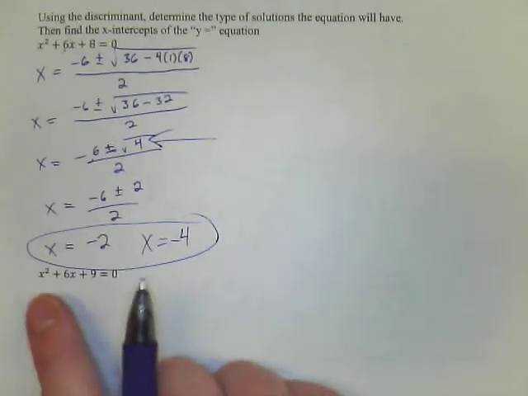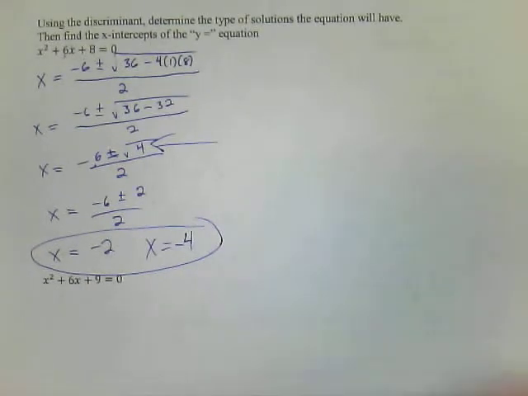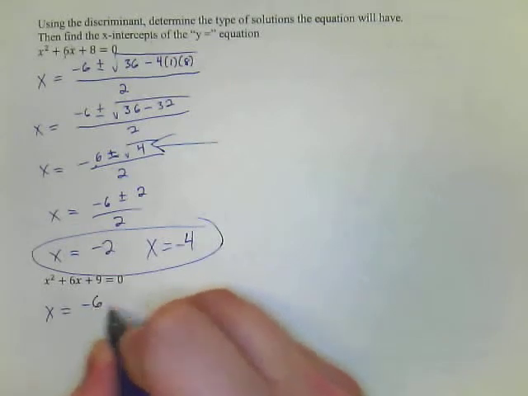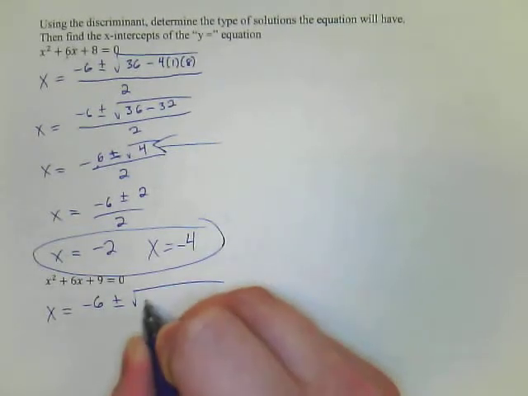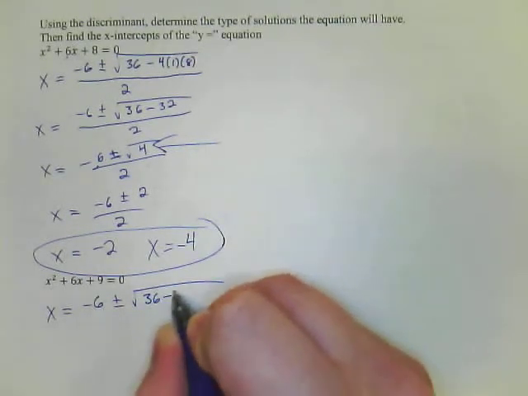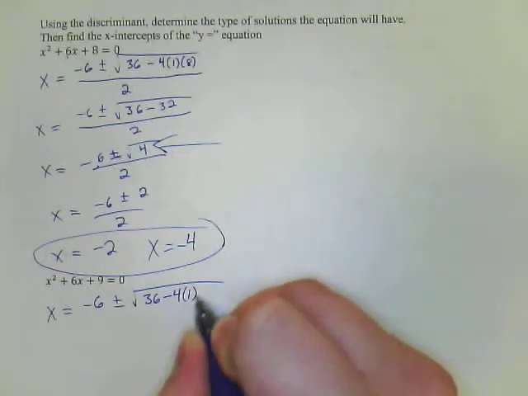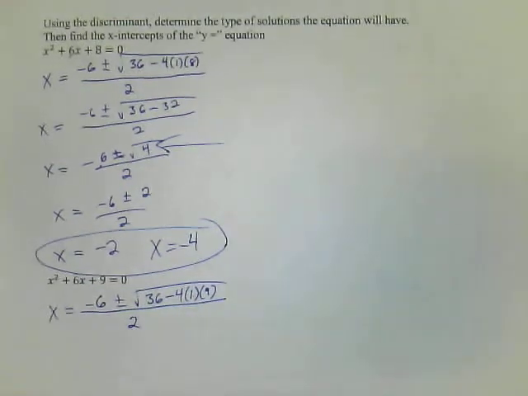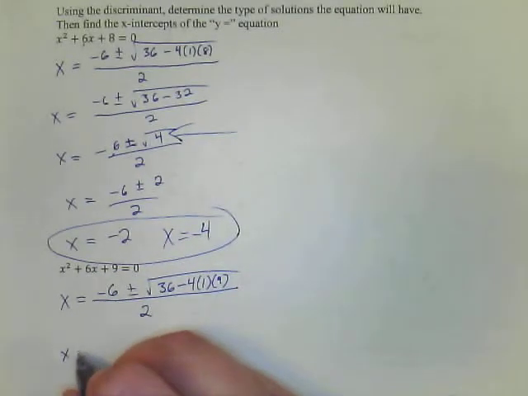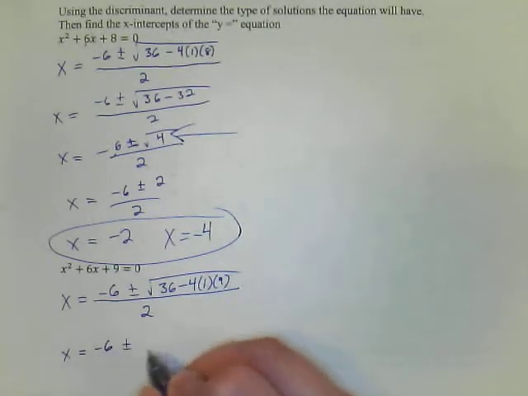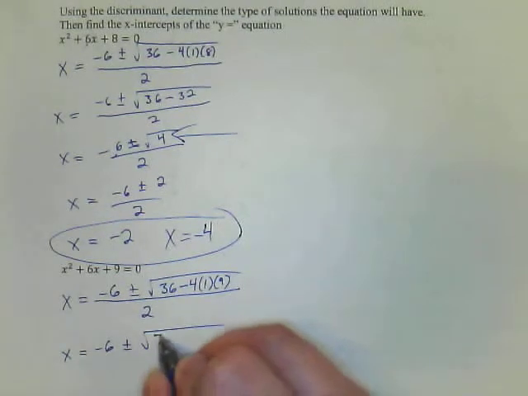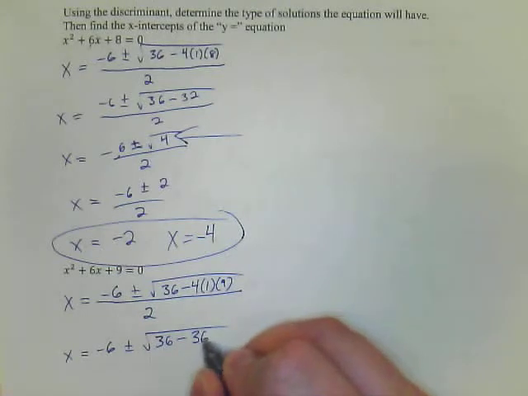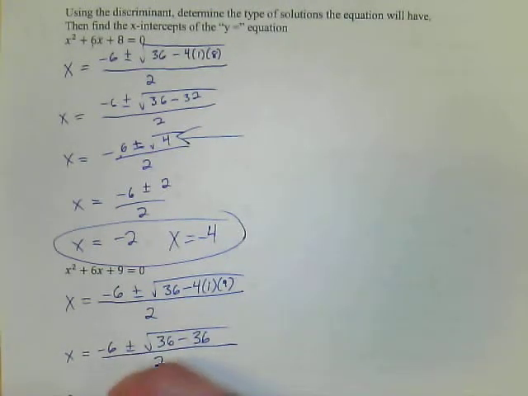Let's look at x squared plus 6x plus 9. Let's use the quadratic formula on this. So that's going to be x equals negative b plus or minus the square root of b squared minus 4 times a, which is 1, times c, which is 9, all over 2 times a. And again, a is 1. And when we simplify it, this time something different is going to happen. Under the square root, we get 36 minus, and then 4 times 9 is 36, over 2.